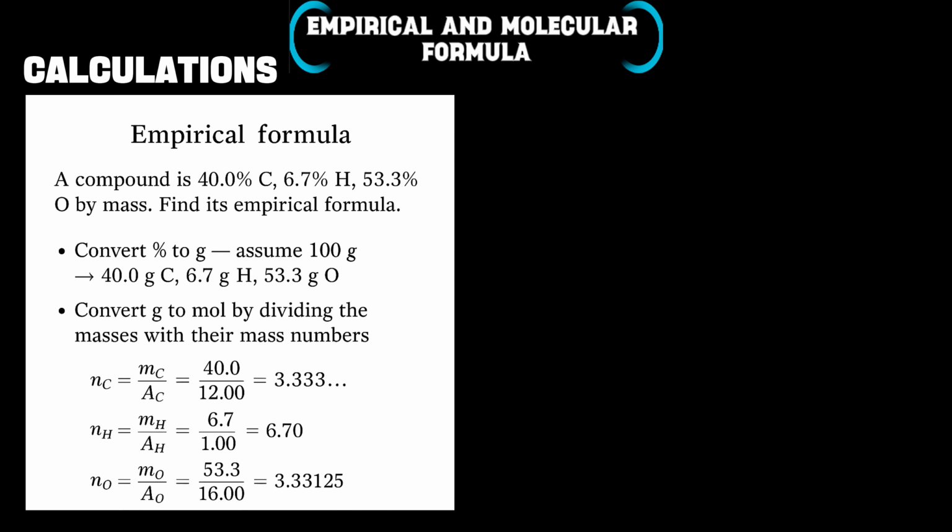So you convert the grams to mole by dividing the masses by their molar masses. So you have number of moles of carbon 40, while the molar mass of carbon is 12. When you divide it, you get 3.33 mole. That of hydrogen, 6.7, you divide it by 1, you have 6.67 mole. That of oxygen, 53.3, divided by 16, the molar mass of oxygen, you get 3.33 mole.